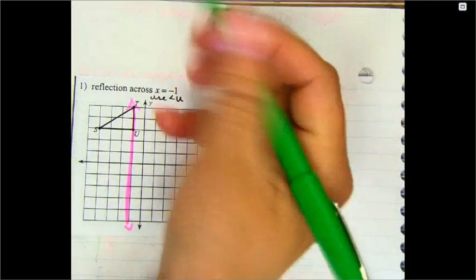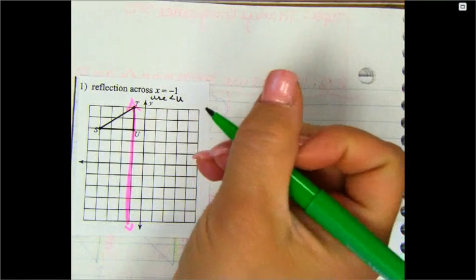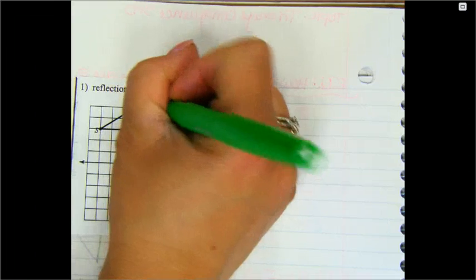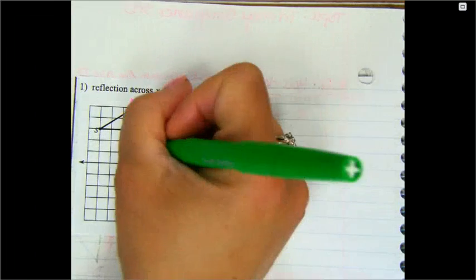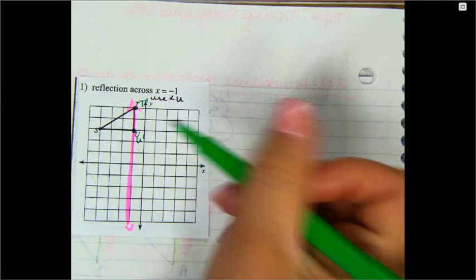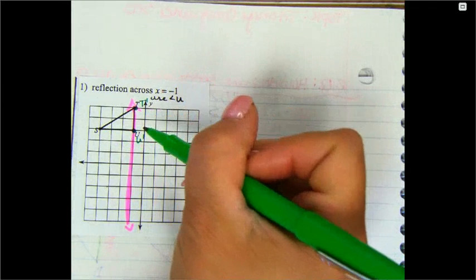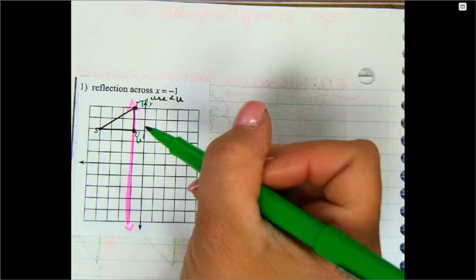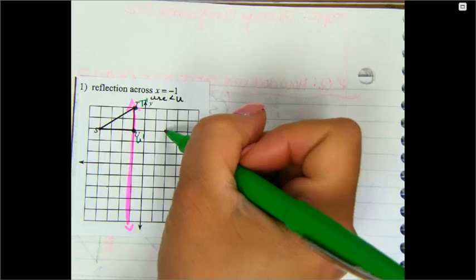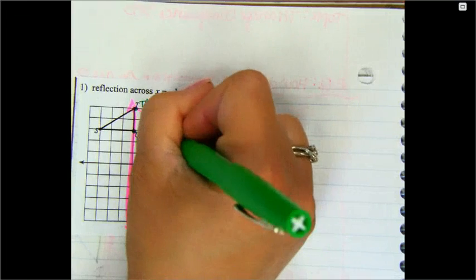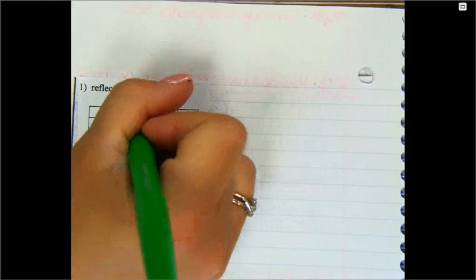Alright, so let's reflect. Does T move? No, it doesn't. It's still T prime. Does U move? No, that's U prime. Where does S go? Over how many? 1, 2, and 3, which is here. So this is my S prime. Go ahead and connect those, yes?